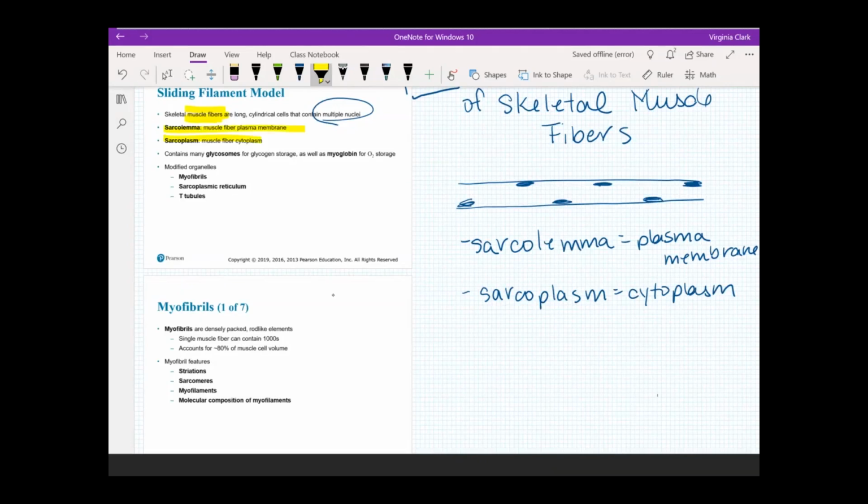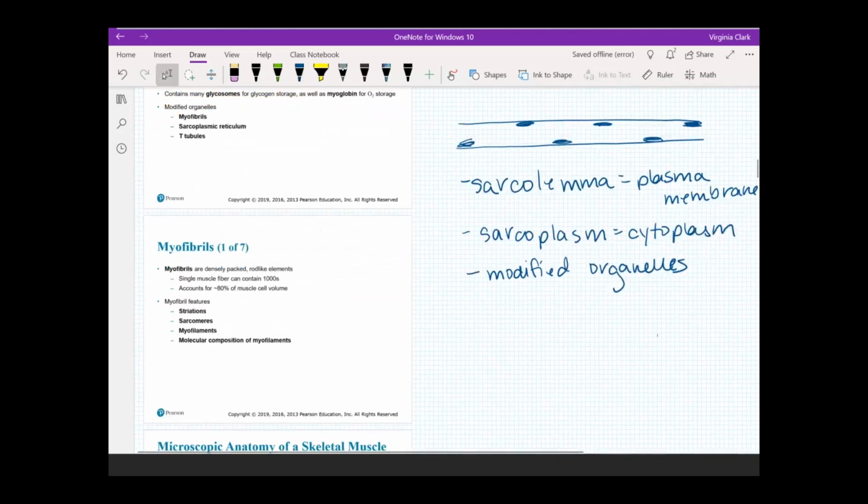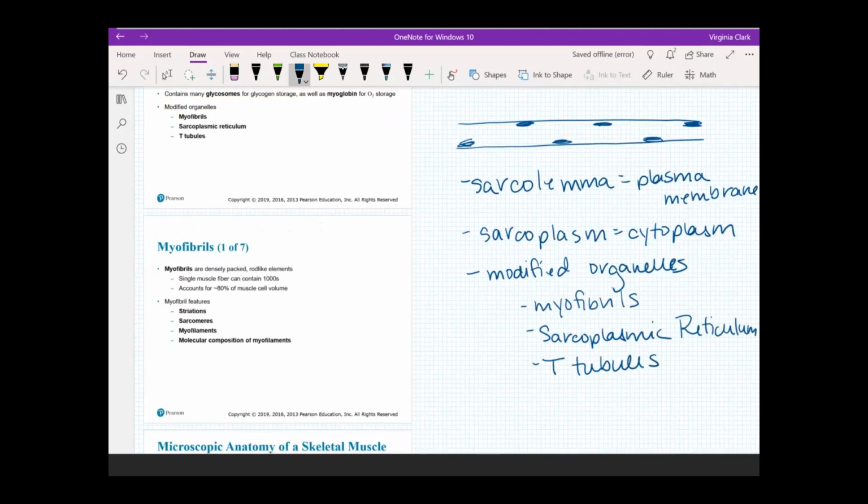And then inside our actual cytoplasm, our sarcoplasm, there will be some things that are going to be kind of new modified organelles. And these modified organelles we'll talk about because they're going to have a very specific function. So we're going to have ones that are called myofibrils. That's the one we're going to do first. And then you're going to have sarcoplasmic reticulum. Remember, kind of like the endoplasmic reticulum. This is the sarcoplasmic reticulum. And then something called T-tubules. So these are found inside the sarcoplasm. They are modified new organelles that are found inside our skeletal muscle fibers.